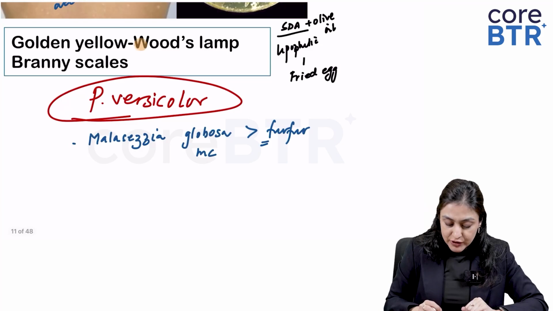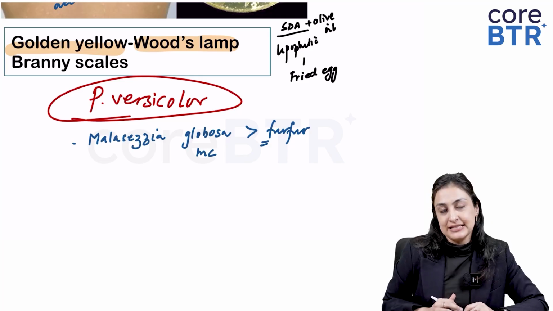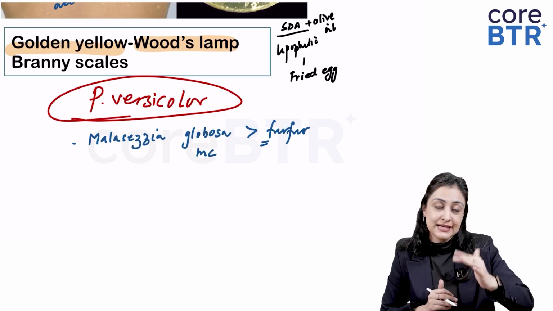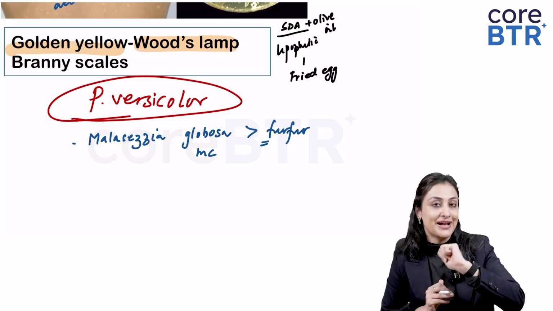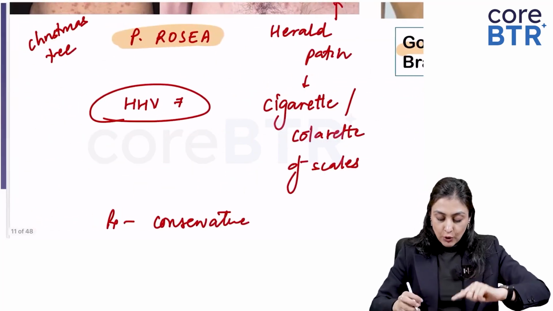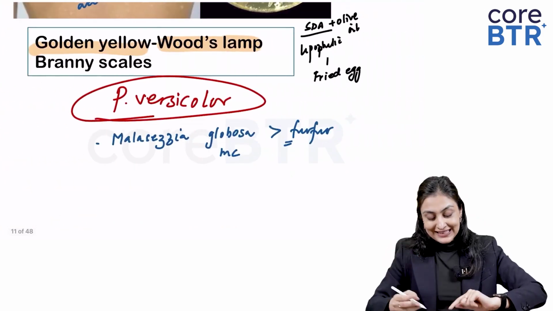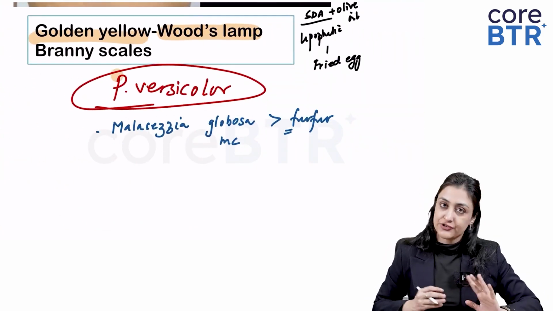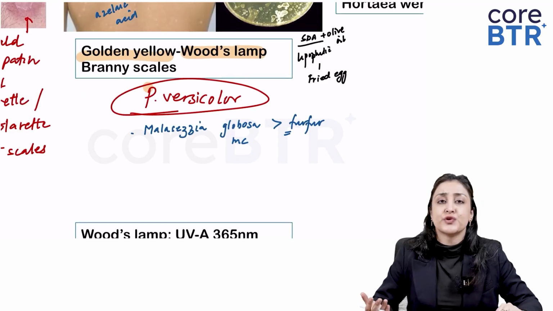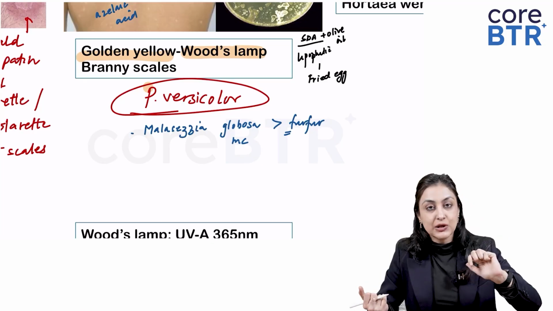Wood's lamp is important. This makes golden yellow color. And you see Brani scale. So that completes 3 scales. That's a previous year question of match the following. Silvery scales, psoriasis. Collarette or cigarette paper, P. rosea. And Brani, P. versicolor, right? So that was match the following. There was a fourth. The rule of match the following is learn any 3. So you'll be able to answer the question.